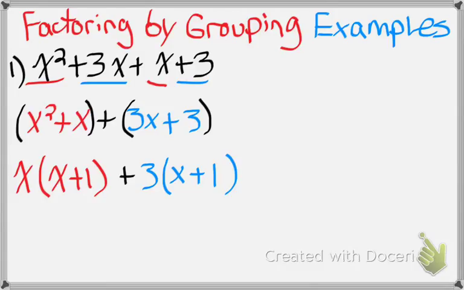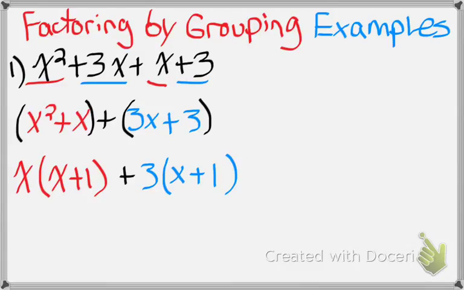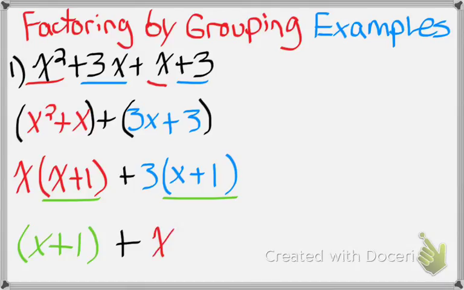So pretend you are now going to factor these. They both have an x plus 1 in them. So because they both have an x plus 1, let's pull out the x plus 1. And so if we do that, for this one, if you divide by x plus 1, you'll be left with just an x. And for this one, if you divide by x plus 1, you'll be left with just a 3.